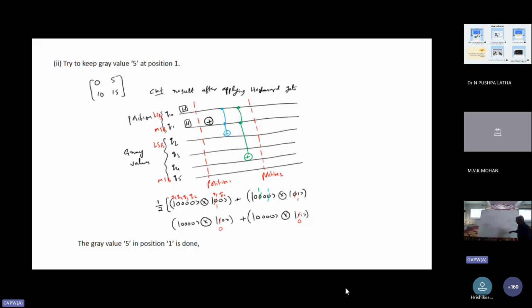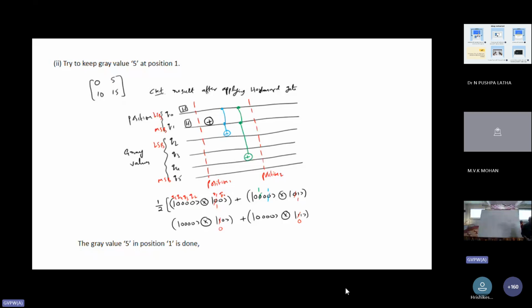Then what is our next target? To get 10 here and to get 15 here. But the logic is the same. First you make sure that you are making these two as ones. Now in this situation, you tell me after this, how to make 0 0 as 1 1? Apply NOT gate on both of them. Now that is the second result.